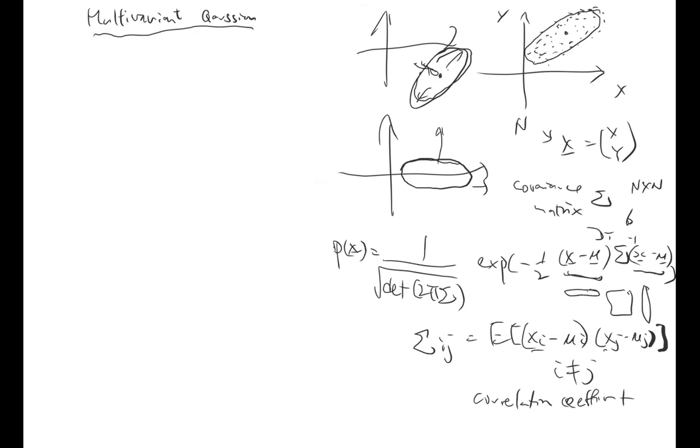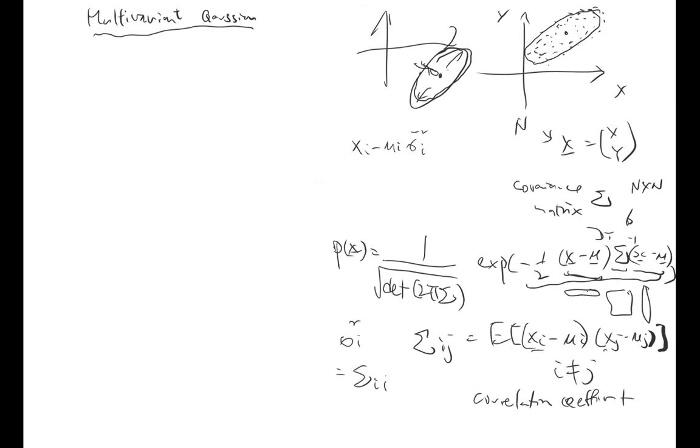Then, when this is diagonal, this thing here can just be written as a sum of something like (xi minus mu i) over sigma i squared, inverse, where sigma i squared is equal to sigma ii.